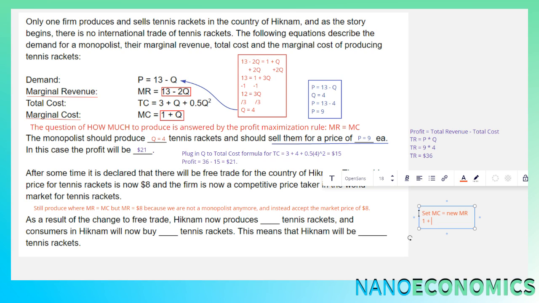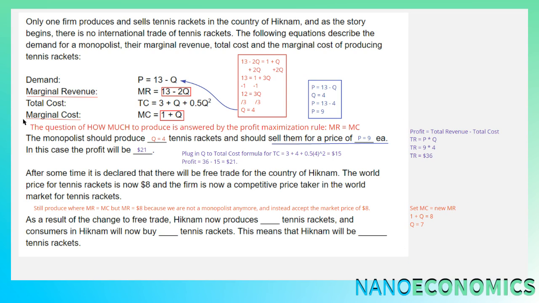So it's 1 plus Q equals 8. And so that means Q equals 7. So even simpler to get to this one, we're just setting our marginal cost as a firm equal to the price that we'll sell it for, which is our marginal revenue. The additional money we'll put in the cash register every time we sell a tennis racket.